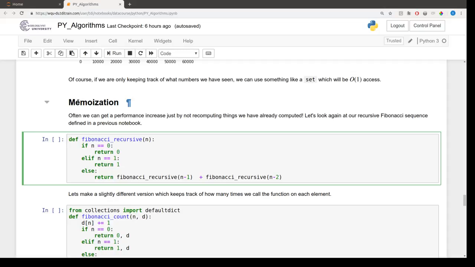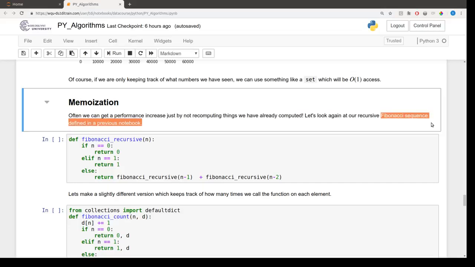When we have some kind of process where we need to sequentially calculate the results of elements in the sequence before we can calculate subsequent results. So let's look at an example of such a problem. In a previous notebook, we wrote a function that would calculate the Fibonacci sequence.